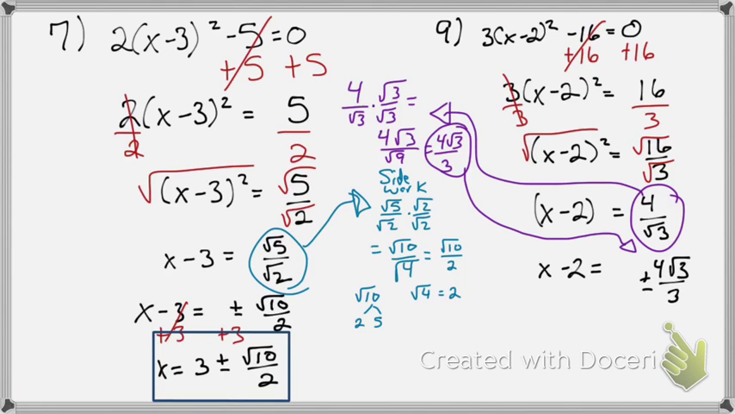And don't forget the plus and minus. So now we need to get x by itself. To get rid of minus 2, we need to do plus 2 on both sides. Again, it's not going to be like terms. And so we're just going to say x is equal to 2 plus or minus 4 square root of 3 divided by 3.